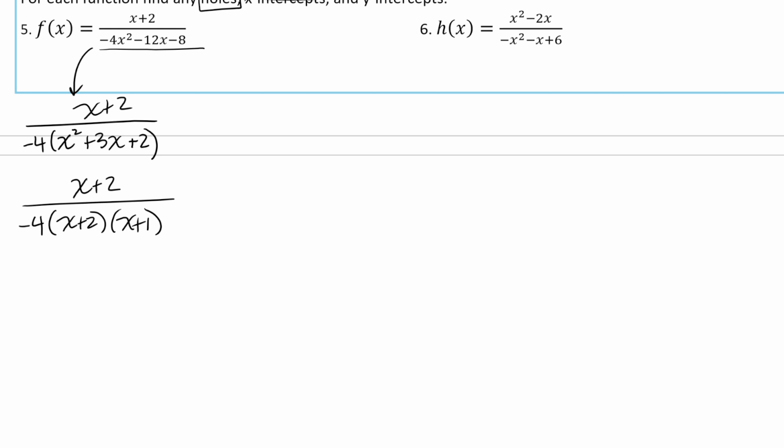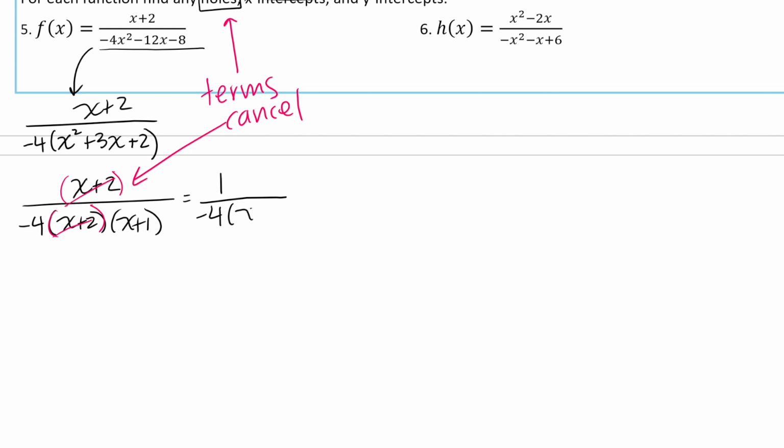Now remember, holes show up when terms cancel out. And in this case, we have an x plus 2 and an x plus 2 that divides to 1. So my simplified function will look like this: 1 over negative 4 times x plus 1. And I know that I have a hole where my canceled terms equal 0. So to make that equal 0, that has to be negative 2. So I know the x value of the hole has to be negative 2.